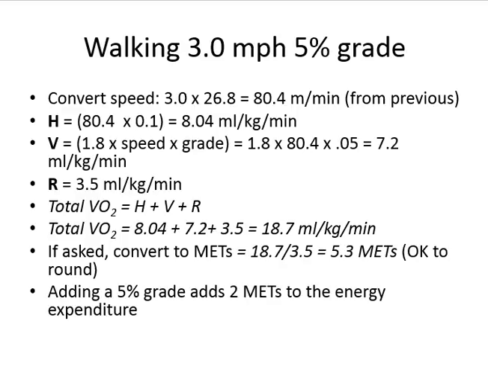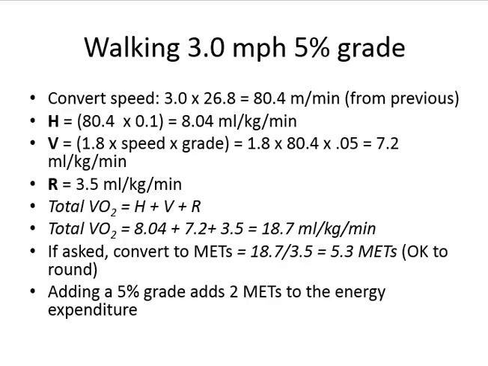So let's look at your 80.4 speed in meters per minute times 0.1, 8.04 mL per kg per minute. Now we're going to add that grade component on the vertical. So 1.8 is just the constant that's part of the formula, times your speed, and then times your grade. Note that it's 0.05. So we get 7.2 milliliters per kilogram per minute.